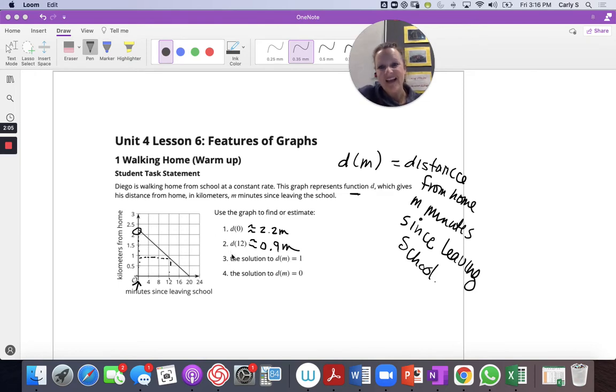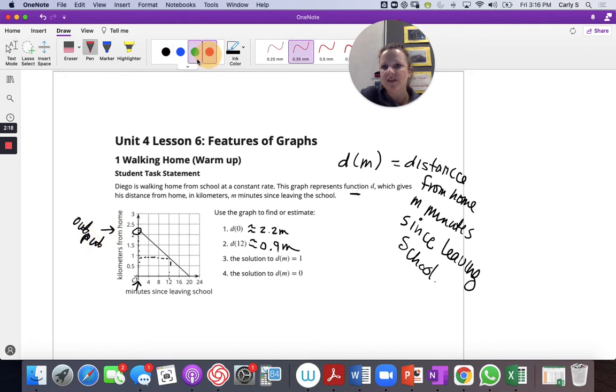I have the solution to d of m is 1. That means our output is 1, and this side right here is our output side. Let's change colors, and we're going to talk about our output. So when 1 is our output, what is our input? I'm going to follow this, hit the graph, and then go straight down. So the input looks to be about 11 minutes, approximately. So we know the output, we follow it back to the graph, and then go down to the x-axis to find the input.